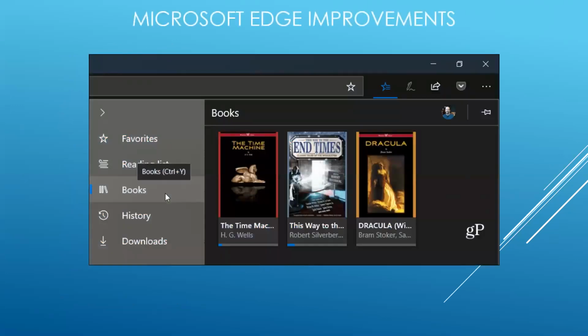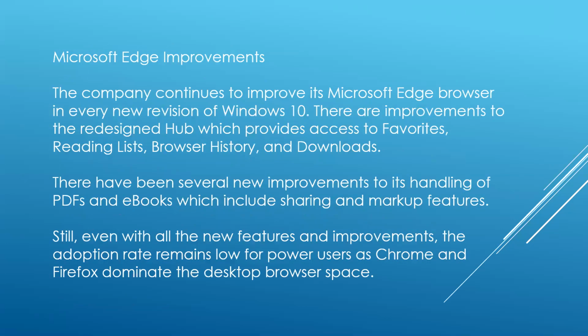There are the Microsoft Edge improvements. You can have books. Edge has been updated in every revision. There are improvements to the redesigned hub, which provides access to your favorites, your reading lists, your browser history, and downloads. There have been several new improvements to its handling of PDFs and ebooks, and still, with all the new features and improvements, the adoption rate remains low for power users as Chrome and Firefox dominate the desktop browser space. I use Chrome. I occasionally use Edge.